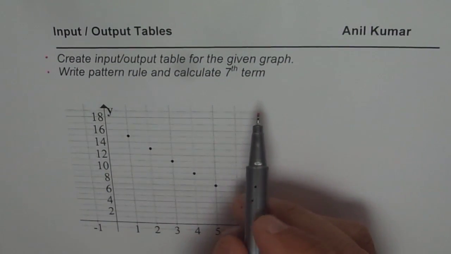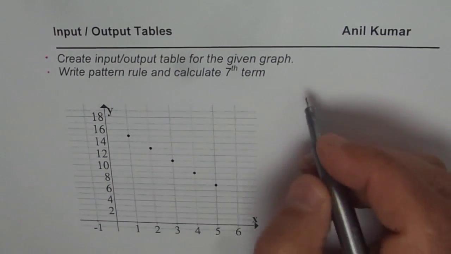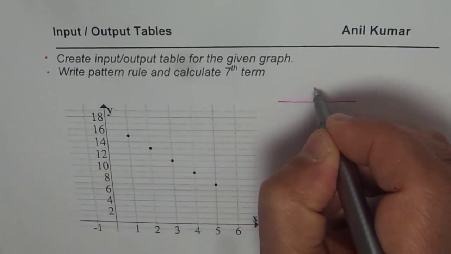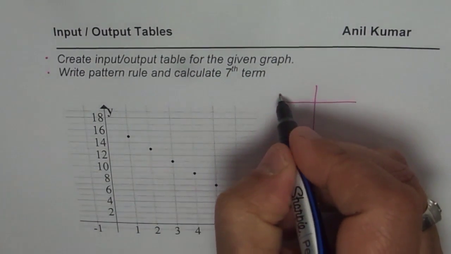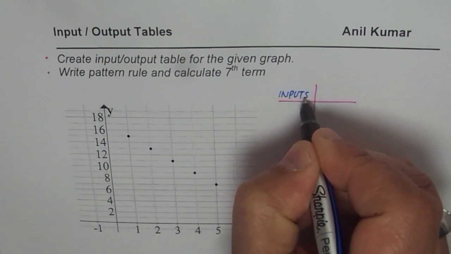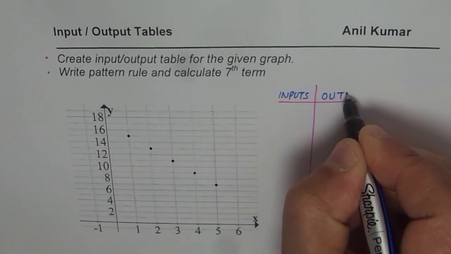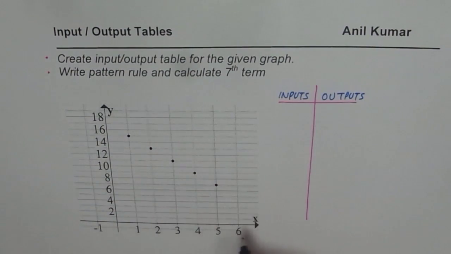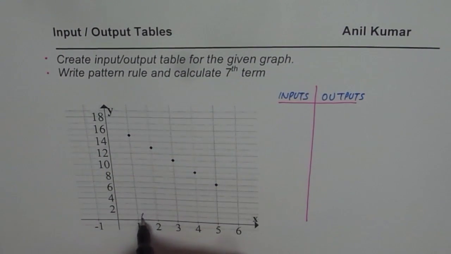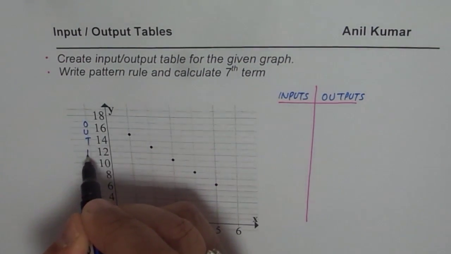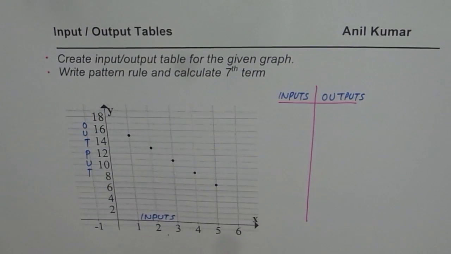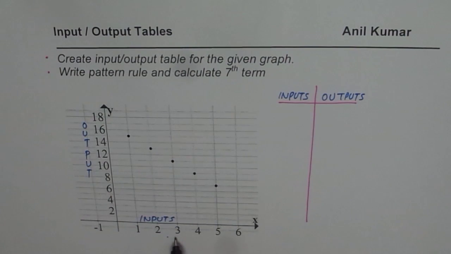So let's begin by creating the input-output table. An input-output table really means we have to make a T column like this, and on the left side we write down all the inputs. So these are the inputs for us, and then outputs on the right side. On the graph, input is along the x, so we'll write inputs here and outputs on this side. I should have written it below these numbers, but I have less space, so I've written it there.